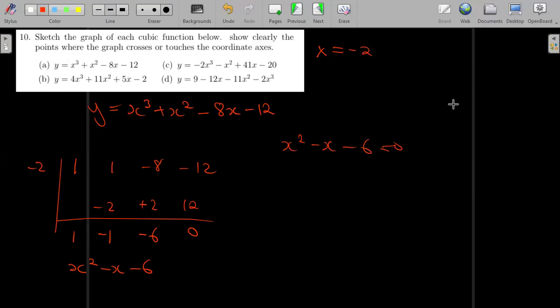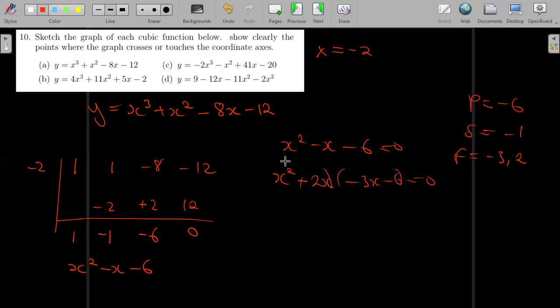So let me use product and sum. The product is 1 times negative 6, which gives me negative 6. The sum is negative 1. So I want numbers that, when I add, give me negative 1, and when I multiply, give me negative 6. Those numbers are just negative 3 and 2. That's what I get. So I can replace there: x squared plus 2x, then minus 3x minus 6 equal to 0.